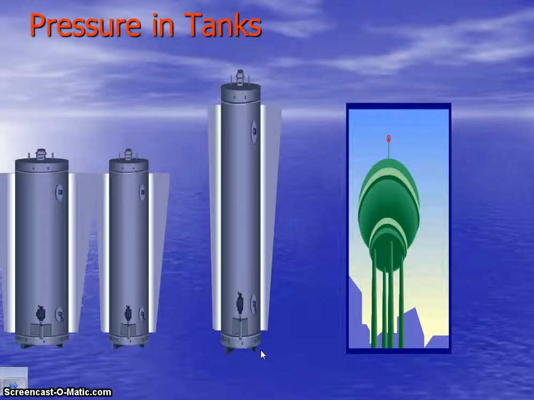Let's take a look at the picture. Here's a tank, and here's a tank. They're the same height. Which one has the greater pressure? Is it this one? It's rounder, so it has a greater volume. Or is it this one?